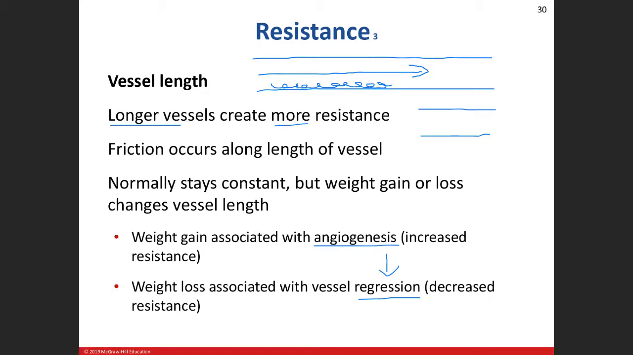So if we decrease the amount of real estate for our vasculature, then we will decrease the resistance. If we increase the amount of real estate for our vasculature, have more blood vessels involved, then we're going to increase the resistance. Folks cool with that? I've seen a test question asked on this, by the way. Weight gain versus weight loss. Angiogenesis and regression. All right, so that's the second factor that plays a role in resistance.